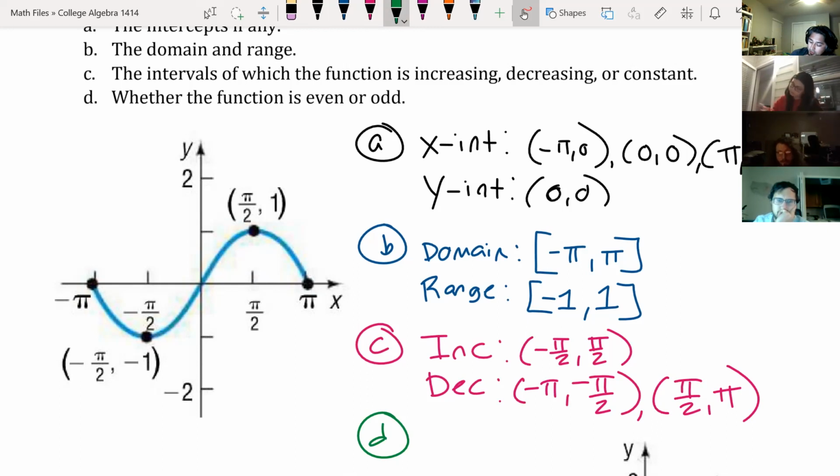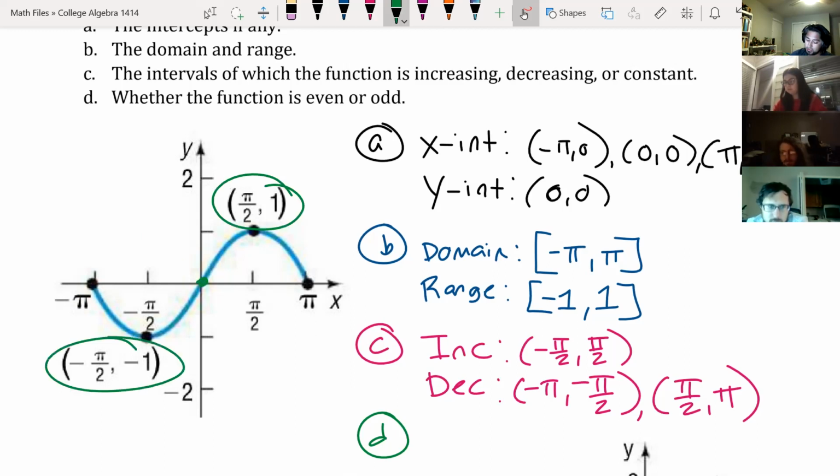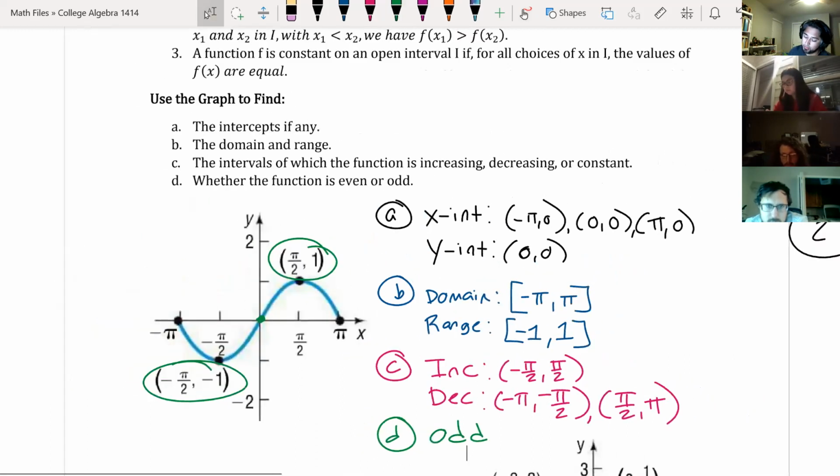Remember, if it's even, it would reflect across the y-axis, meaning I would have a point here. Good. Somebody said odd in the chat. It's odd because it reflects across the origin. Here I have pi over 2 and 1, and it reflects and gives me negative pi over 2 and negative 1. So this is definitely odd. All right. Perfect.